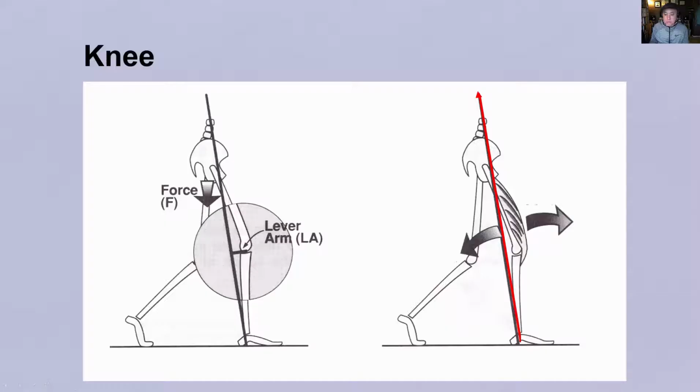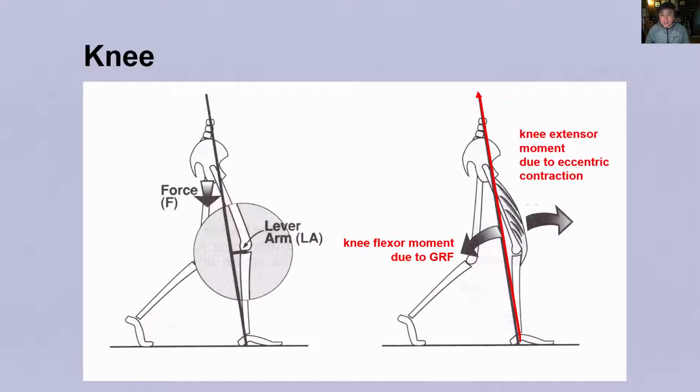Because it's posterior to the knee joint, that will essentially induce knee flexion. We call that a knee flexor moment, or knee flexor torque, that is due to the ground reaction force, more specifically the vertical ground reaction force. This is known as an external knee flexor moment. So in response to that, your muscles, and more specifically your quadriceps, eccentrically fire to create a knee extensor moment, knee extensor torque. So that is the response. That's the controlled knee flexion that I was discussing earlier.